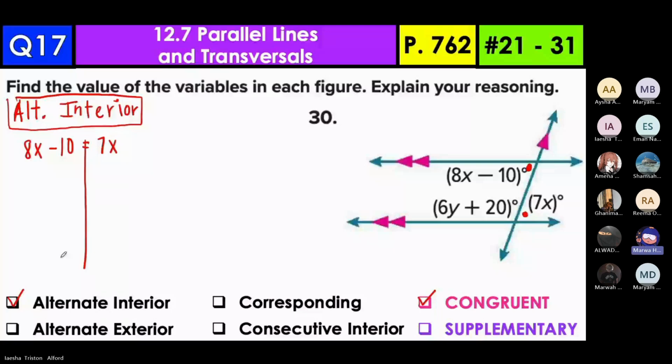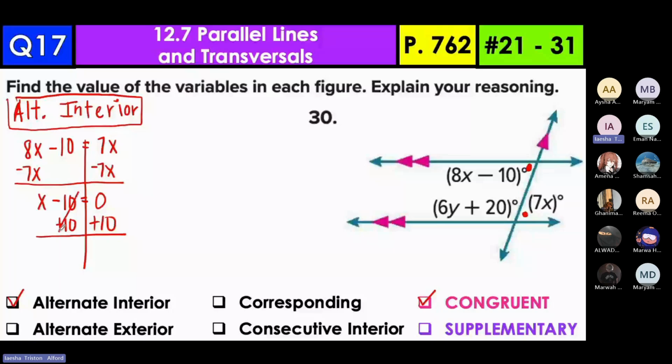Subtract 7x from both sides. Fine. 8x subtract 7x is positive 1x. The next, 10, bring it down. Equals 7x subtract 7x is 0. Add 10, add 10. 0, x is equal to 10. What happens now?